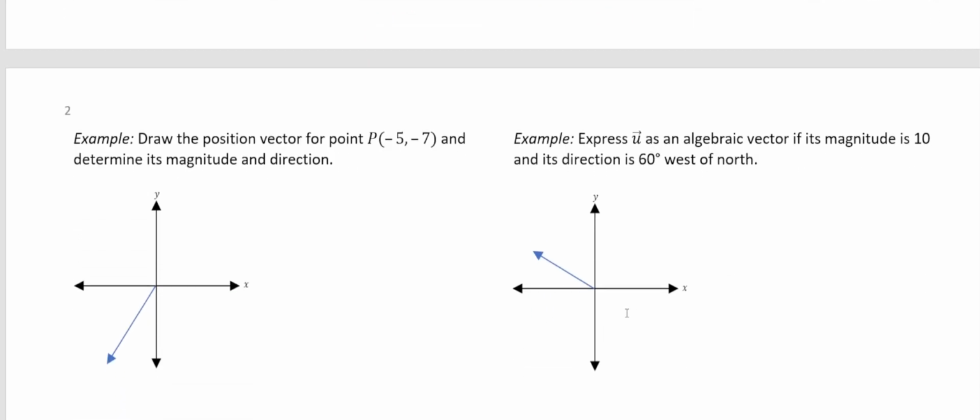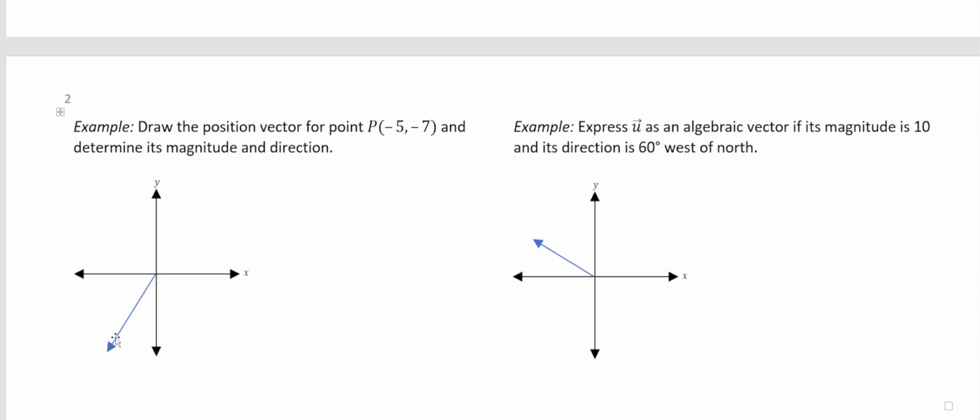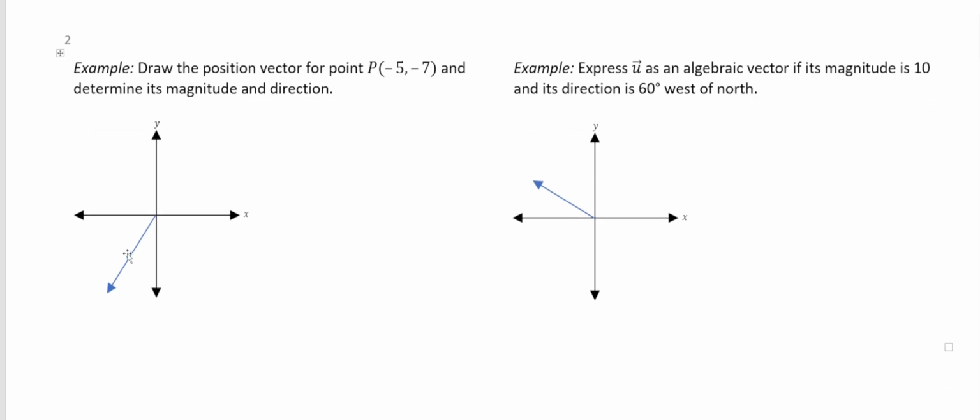Okay, moving right along. Draw the position vector for the point negative 5, negative 7 and determine its magnitude and direction. Well, we can see right here, this is roughly negative 5, negative 7, right? So what I'll do is I'll put my position vector right there. That is my position vector, but I'll put point negative 5, negative 7. Okay, there we go.